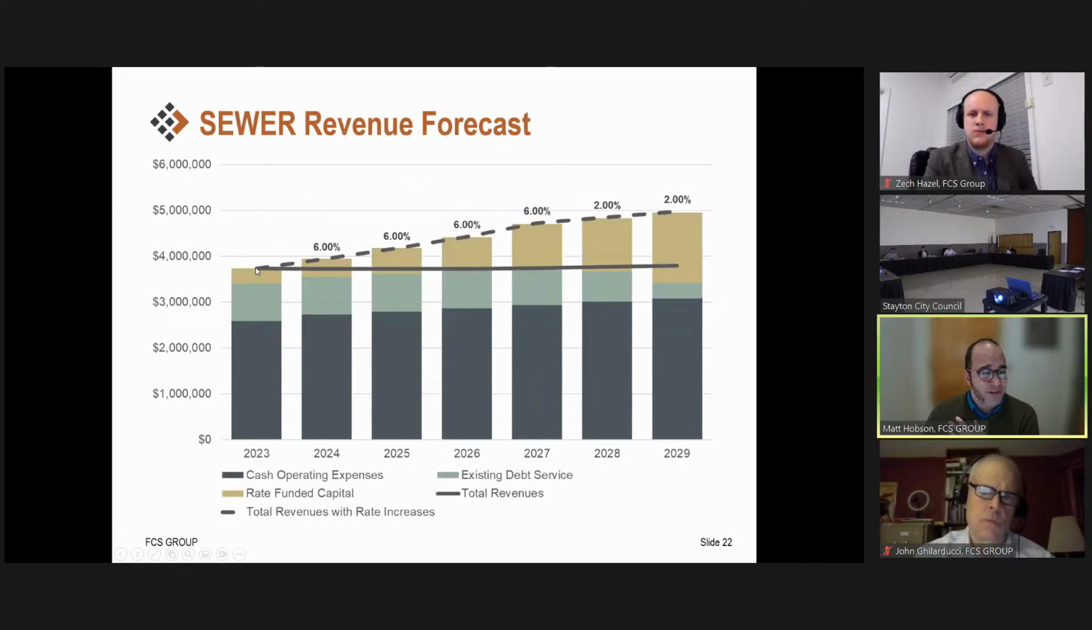The current revenues at the 2023 rate level support existing debt, our operating expenses, and a portion of our rate funded capital. If we were to increase the rates 6% per year over the next several years through 2027, it would be sufficient to completely cash fund the capital program, as well as our operating expenses, and to meet our fund reserve levels.